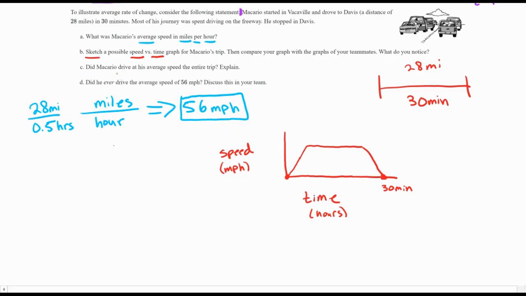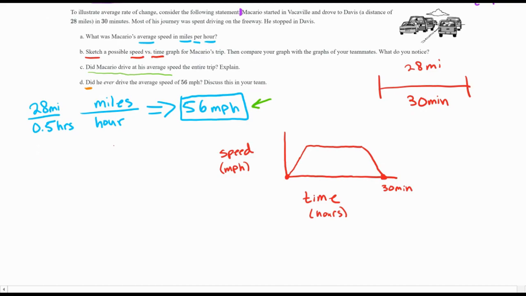Now, did Macario drive at his average speed the entire trip? Remember, average speed here is 56 miles per hour, which in this case he definitely did not, because you have to get to the freeway. And on the freeway, they were going a specific speed and then they had to slow down and go to a stop. So it wasn't like they were going 56 miles per hour the entire time. In this case, they were starting at 0, and then maybe at the freeway they hit 65 miles per hour.